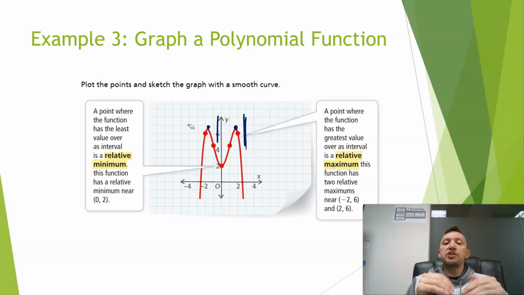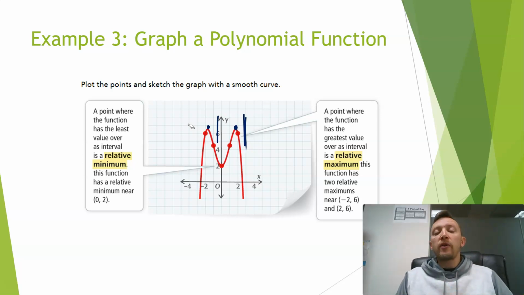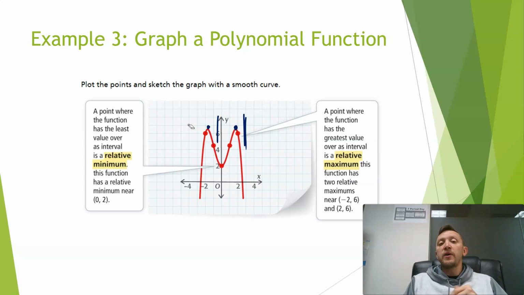Again, it has to change direction at those points to be a relative maximum or a relative minimum. So you want to make sure you get those 2 terms in your notes. What I would say is that a relative maximum is a highest point where it changes direction, and a relative minimum is a low point where it changes direction, going from decreasing to increasing. A relative maximum is a point where it changes from increasing to decreasing.